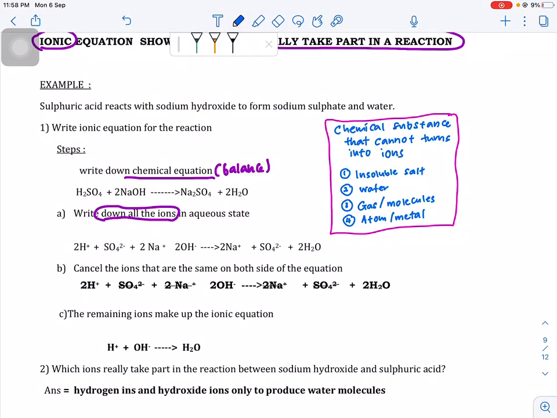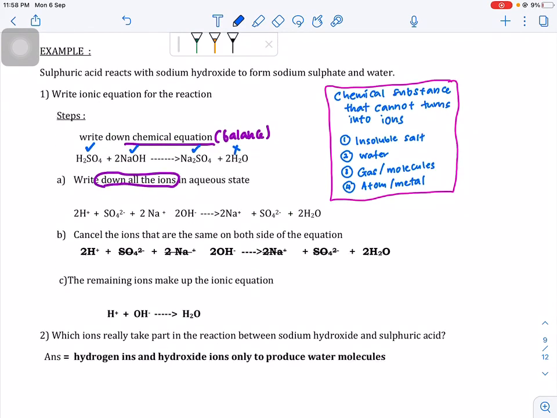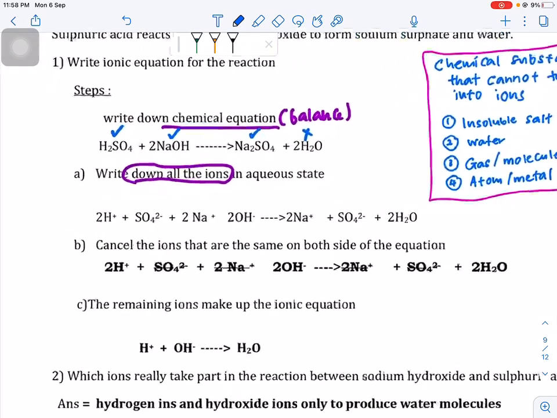Sulfuric acid is not in the list. Acid tak ada, maka dia boleh pecah. Sodium hydroxide is an alkali, not listed, so dia boleh pecah. Sodium sulfate is a soluble salt, not listed here, so kita boleh pecahkan dia. H2O is there, so cannot. So yang boleh tu maknanya you pecah dia kepada ion.